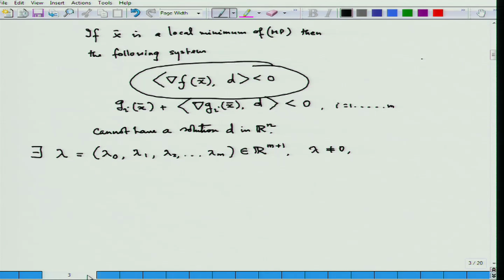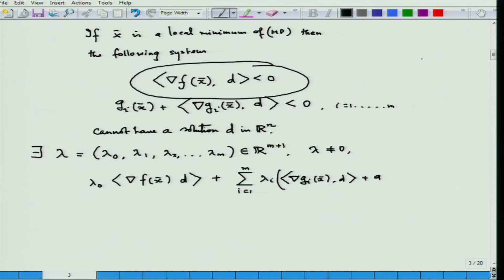So, you will observe that this is a very important conclusion, that this vector is not equal to 0, such that lambda naught into grad f x bar d plus summation i is equal to 1 to m lambda i grad g i x bar d plus g i x bar, this whole thing, has to be greater than equal to 0 for all d in R n.